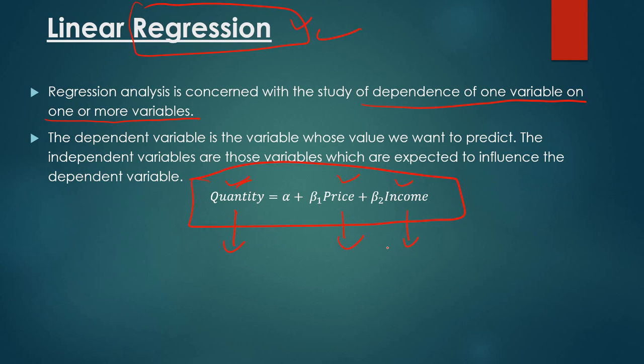So that's a typical linear regression problem, where quantity is a continuous numerical variable. Whereas there are no such conditions on the right hand side variables. They can be categorical, they can be continuous, anything. It's not an issue.